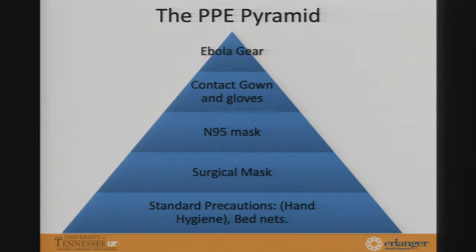At the top of the PPE pyramid is the Ebola gear, and we'll discuss the features to prevent transmission of hemorrhagic fever viruses. Then we'll go down to things that are more common and everyday for you, contact gowns and gloves, and how that plays into emerging infections in the developing world. We'll talk about masks and what they're designed to prevent the transmission of, down to standard precaution, hand hygiene. We'll also talk a little bit about bed nets and vector-borne illnesses because they are emerging and re-emerging.